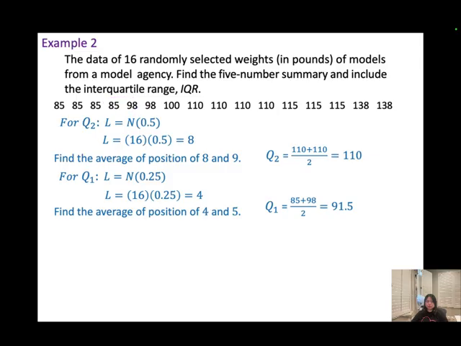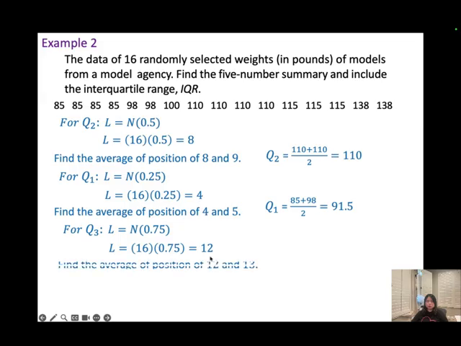Then the last one, Q3. For Q3, L equal to N times 0.75, which is going to be 12. So you're looking for the positions of 12 and 13, okay? That will be here. So add them up, divided by 2, and that will be your Q3.